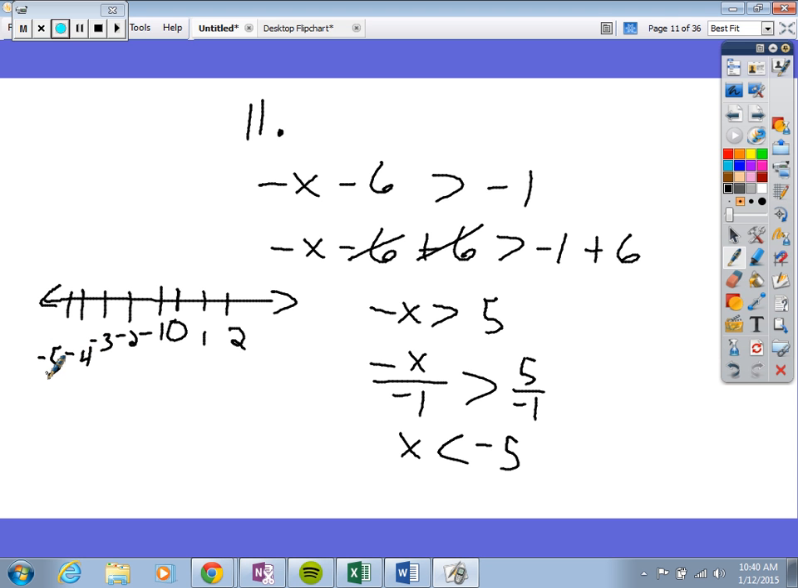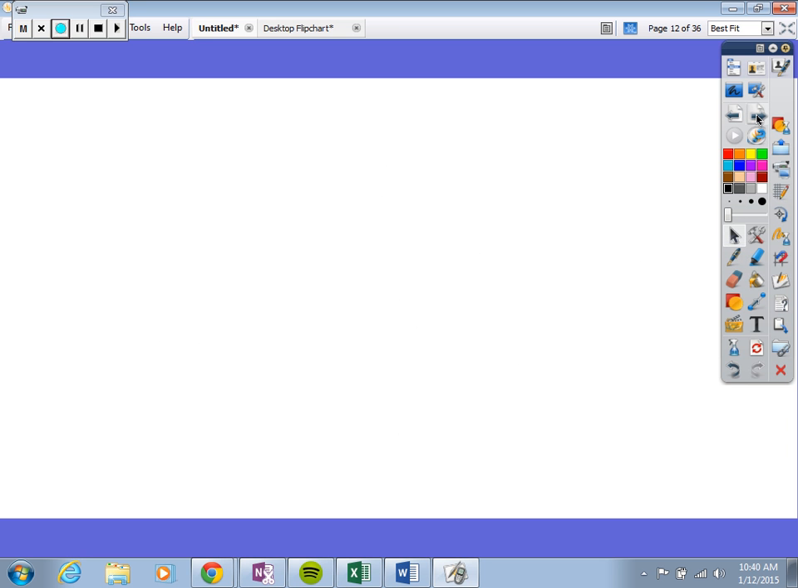And it says less than, not less than or equal to, just less than. So I'm going to go right up here to above negative 5. I'm going to draw an open circle. And I'm going to make an arrow going to the left, demonstrating that I continue to go to the left because it says less than. All right, so that would be the answer to number 11. Let's go on now to number 12.